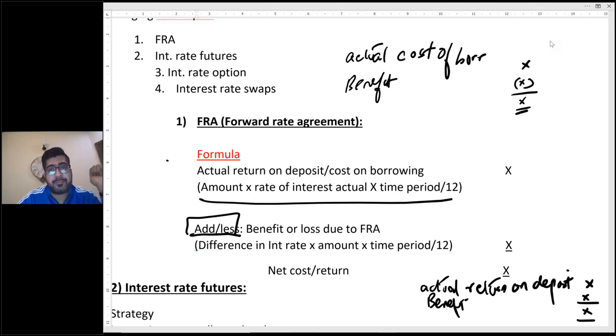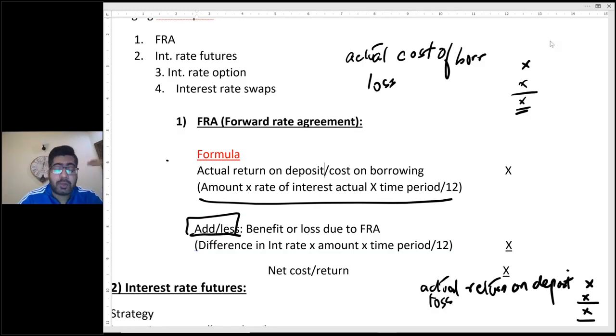therefore added. Similarly, let's suppose you have a case of borrowing. So you will firstly record actual cost of borrowing, and then you find that you got loss due to FRA. It can be added, it can be deducted. Now you have written actual cost of borrowing, and then you get loss. Loss increases cost, therefore added. But let's suppose you get a deposit case. So you will firstly write actual return on deposit, and then you noted that FRA gave you loss.